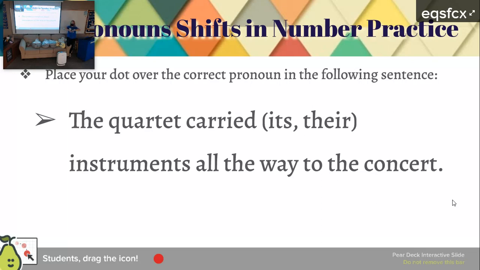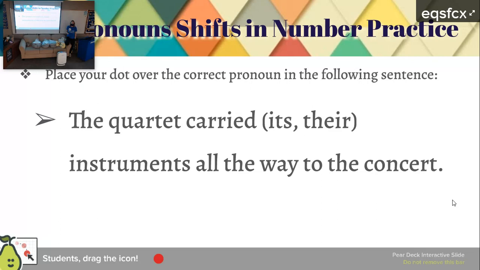So all we have to do is ask ourselves, since we know we have a collective noun here, are they working together as one unit, or are they working separately as individuals? So let's take a look at what the sentence is saying. The quartet carried its or their instruments all the way to the concert.